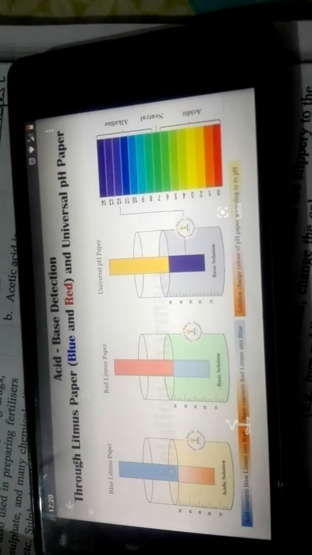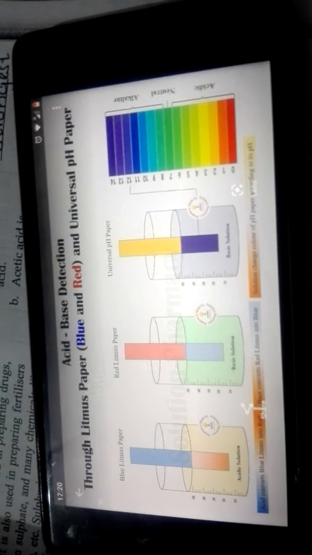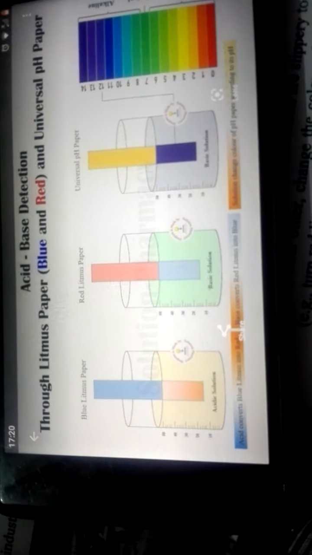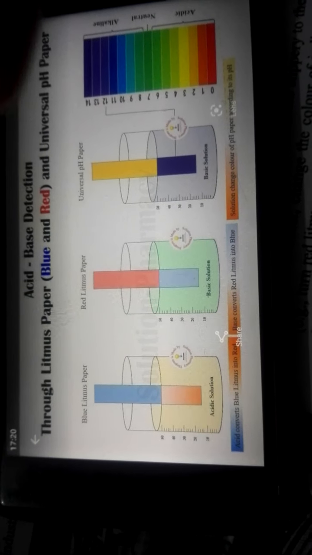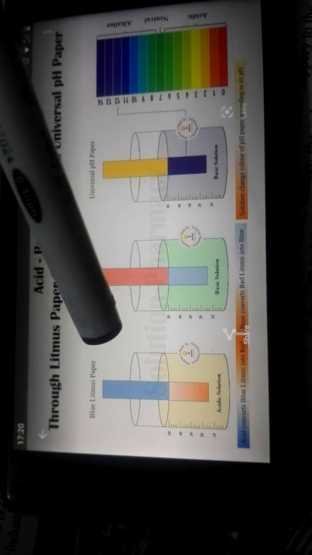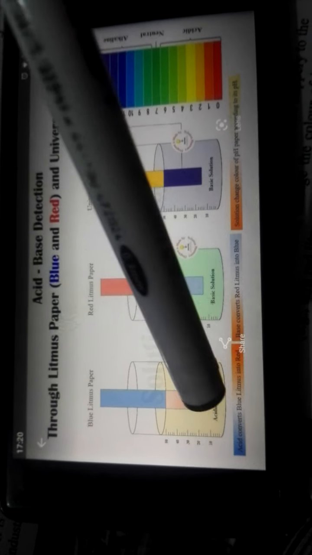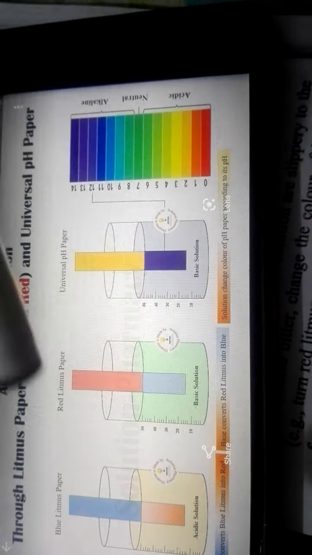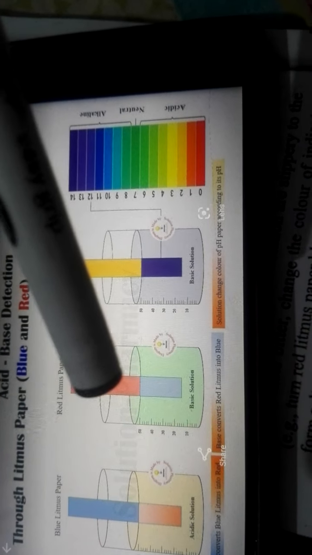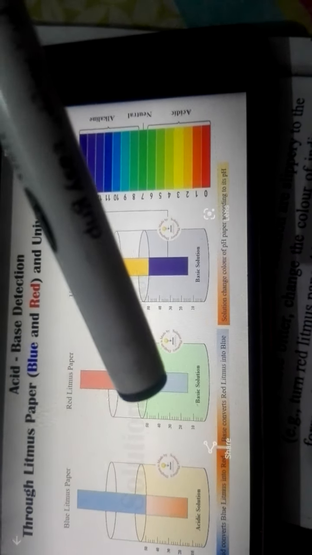This picture I am showing you is about acid base detection through litmus paper. First is about the acid solution. You can see here was the blue litmus paper. First it was blue. When we put it in acid solution, it turns red. And when we talk about a basic solution, it was red litmus paper. When we put it into a basic solution, red litmus paper turns blue. Clear?